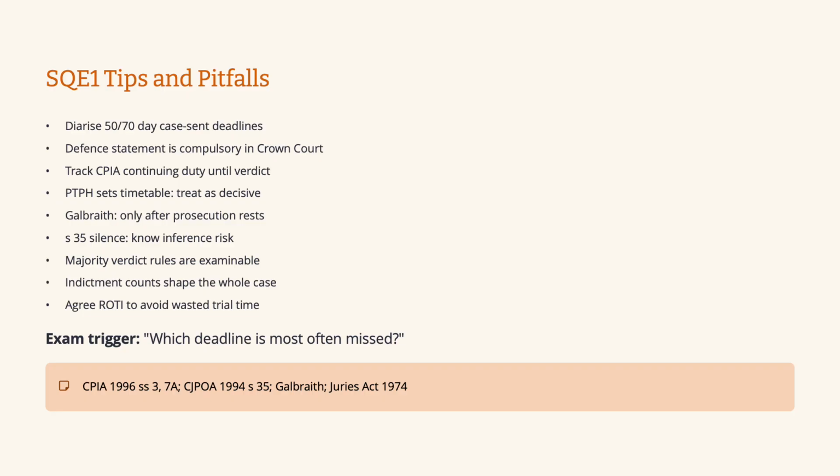Fifth, you need to understand the half-time submission at that point, how it works. Sixth, understand section 35 inference risks when advising defendants about testifying. Silence has consequences, or it may have consequences. Seventh, majority verdict rules are examinable. Know the timing and voting requirement. At least 2 hours of deliberation, then 10-2 or 11-1 majority is acceptable.